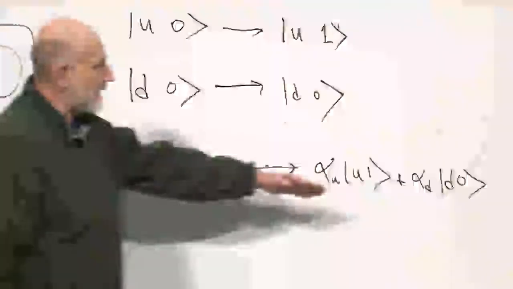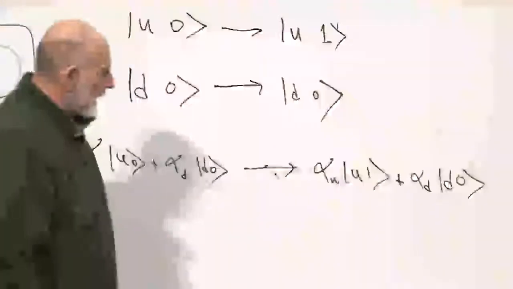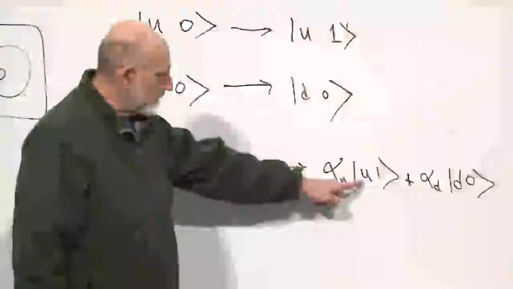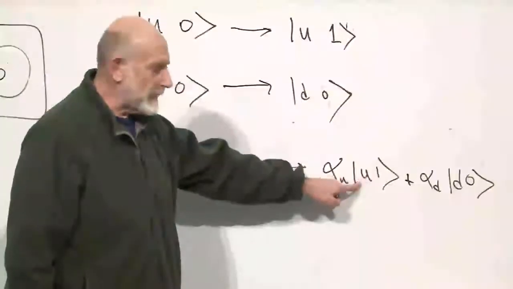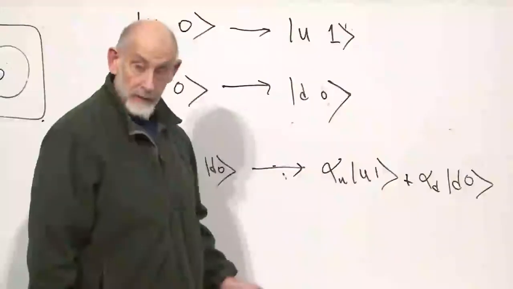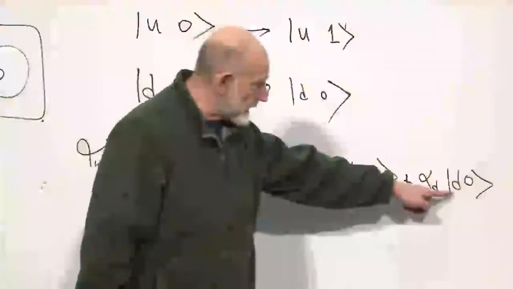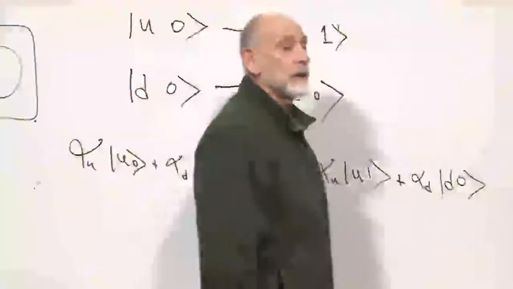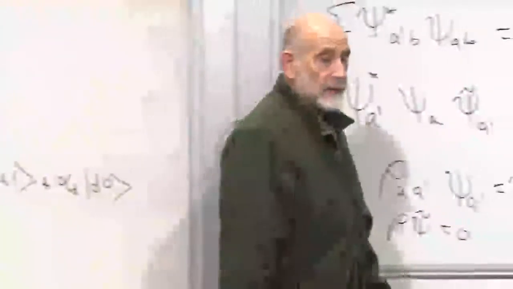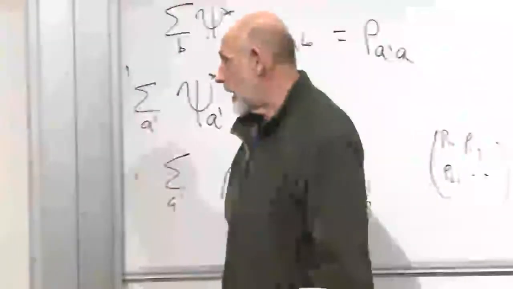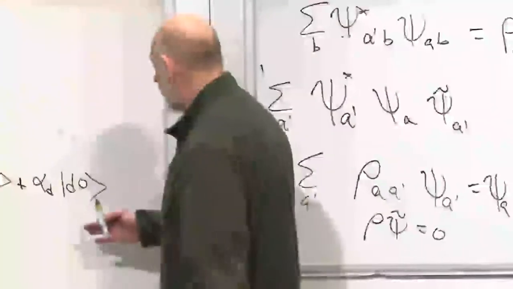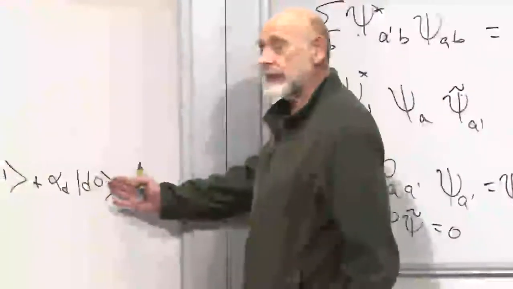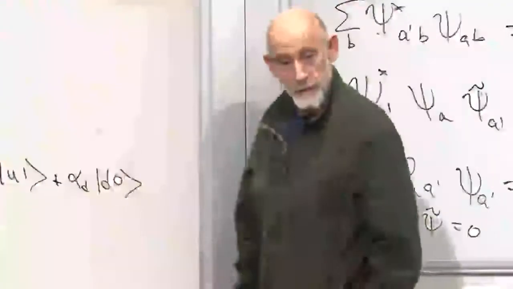This all of a sudden has become an entangled state. It's an entangled state: if the spin is up, the detector is 1. If the spin is down, the detector is 0. That is an entangled state. Why is it an entangled state? It's an entangled state because by looking at the detector, you can tell what the spin is doing.